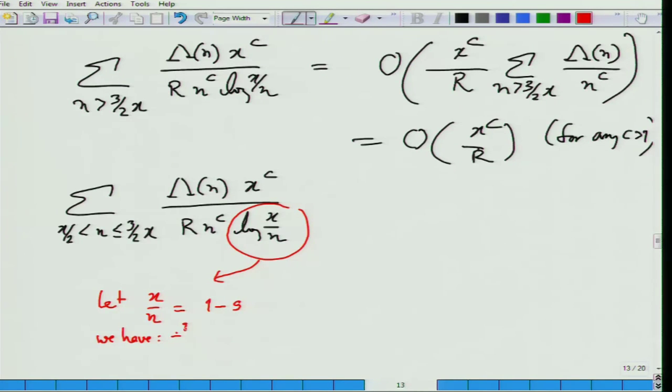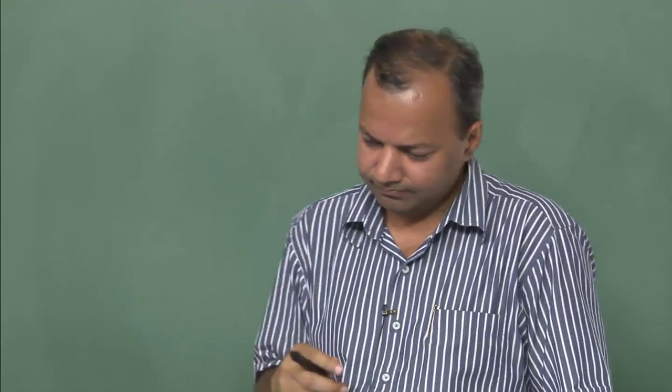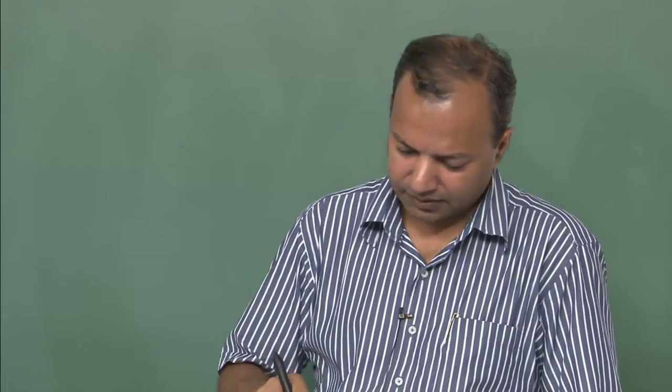So what we get is that minus half is less than s, less than or equal to plus half, as n goes between x by 2 to 3x by 2. So x by n varies from 2 by 3 to 2. And the x varies from, let us make n by x this.